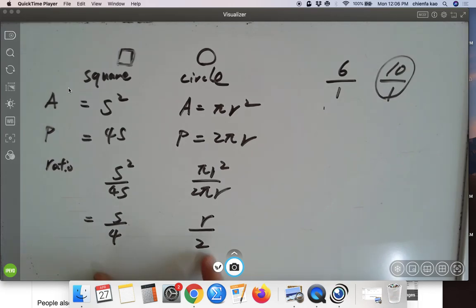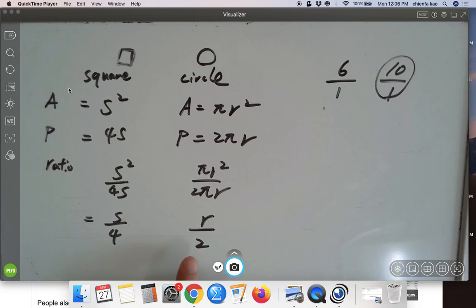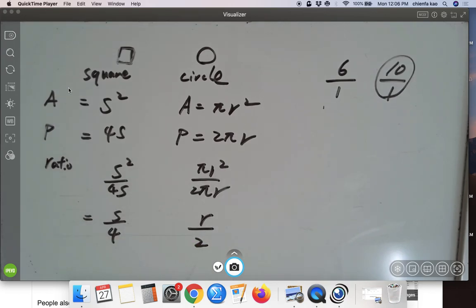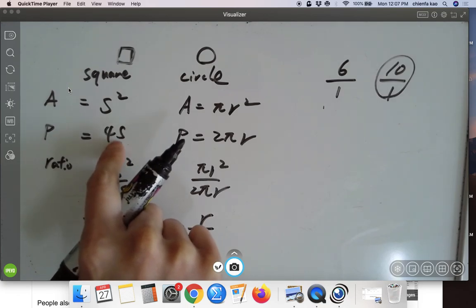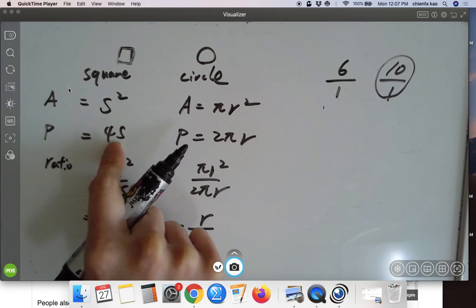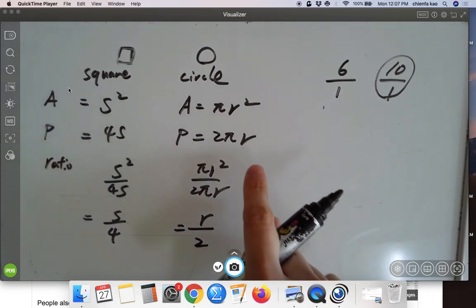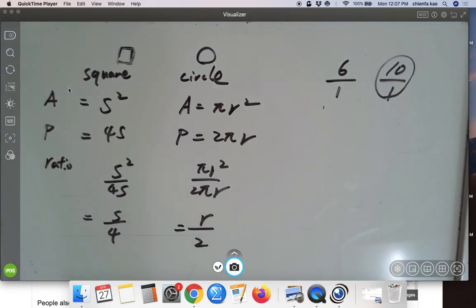Okay, so we have to compare these, right? Like this one, 6 over 1, 10 over 1. But you're like, whoa, how do I do that? These are not even related whatsoever. It's pretty easy. Let's change it to something that you can compare. Take a look at this one. This one tells us a story about S and P. This one tells us the story about R and P. So if you can do that, plug it back in, then you'll be great.